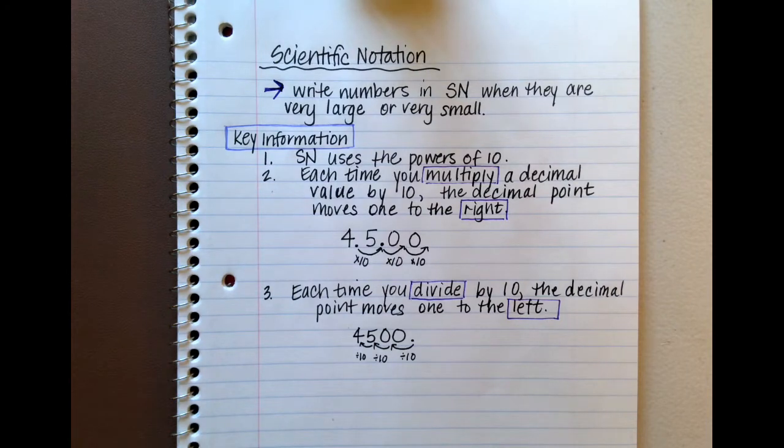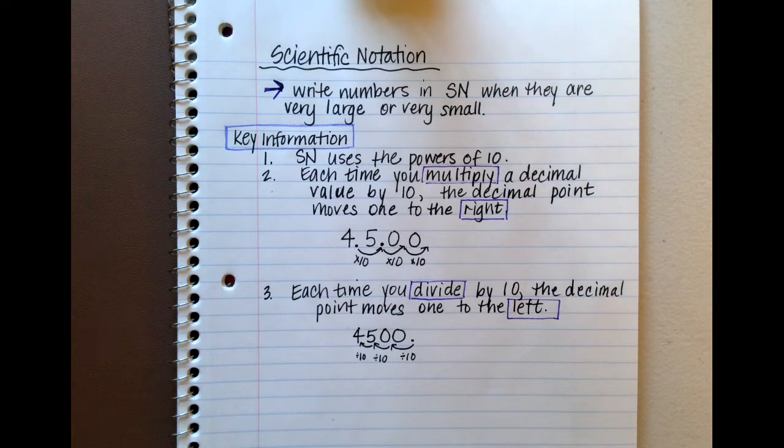So you can see the definition there I wrote, or the reasoning for it, is that we write numbers in SN, I'll use that abbreviation for scientific notation, when they are very small or very large numbers. Here are three pieces of key information that are going to help you really understand what scientific notation is and how we convert. So the first bit of key information is that scientific notation, or SN, uses the power of 10. So everything that we do to these numbers is going to be either multiplying or dividing by the power of 10, or the number 10.